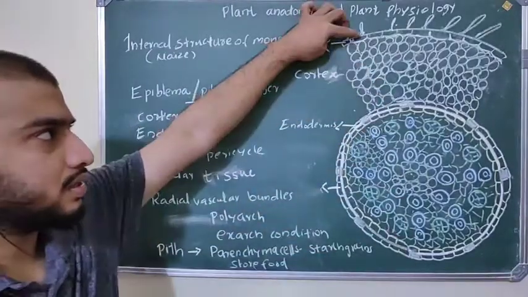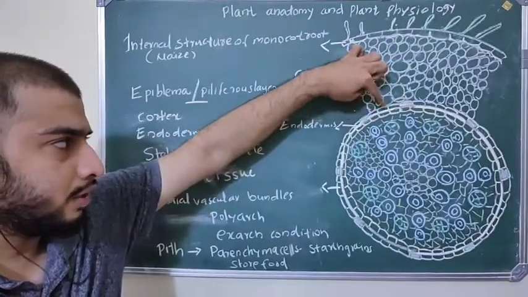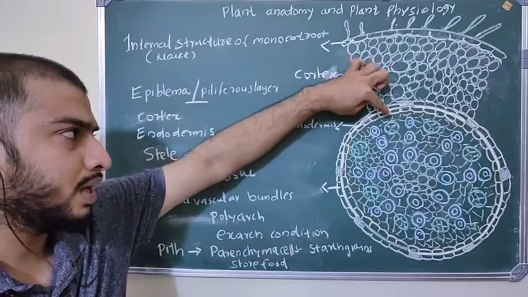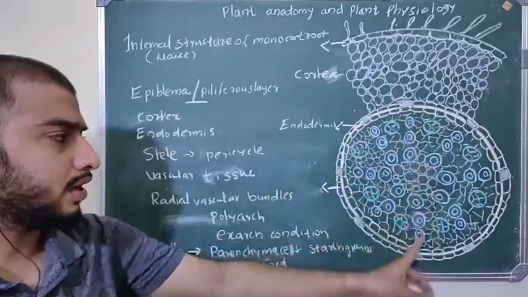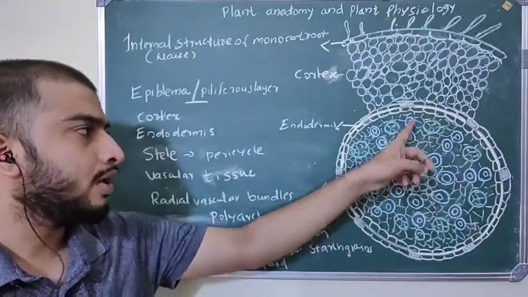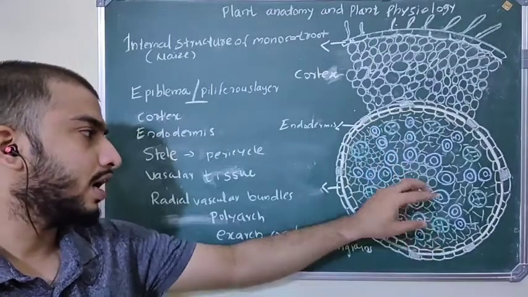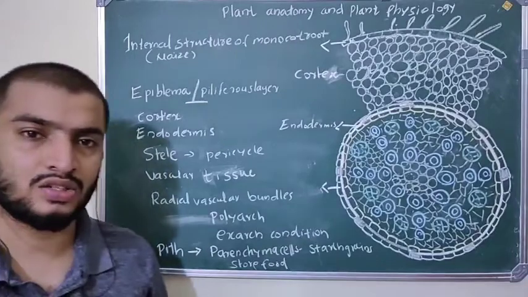So we discussed epiblema, then cortex, then endodermis. In endodermis, don't forget about Casparian strips. Casparian strips are made up of suberin. Then a single layer of pericycle, then vascular bundle. In the vascular bundle, there are many patches of xylem and phloem. Xylem is polyarch and xylem is exarch. And at the center, pit is present. Pit contains parenchyma cells. They store food material.